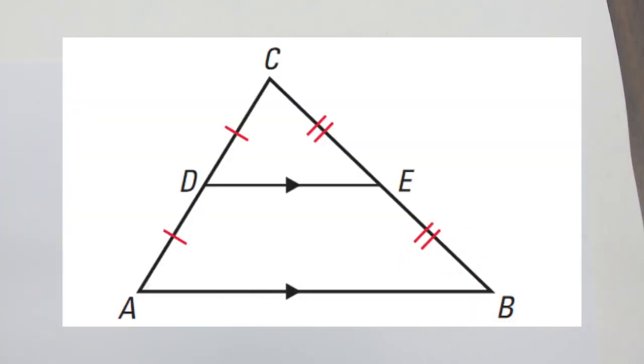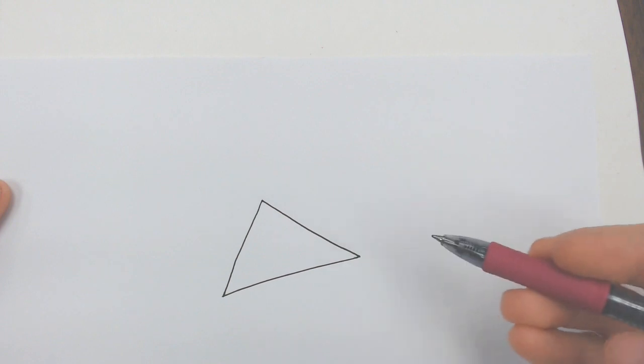Today we're going to be learning about triangle midsegments and the special relationship that happens when you do have a triangle midsegment. Let's get into it. So I have here a triangle.